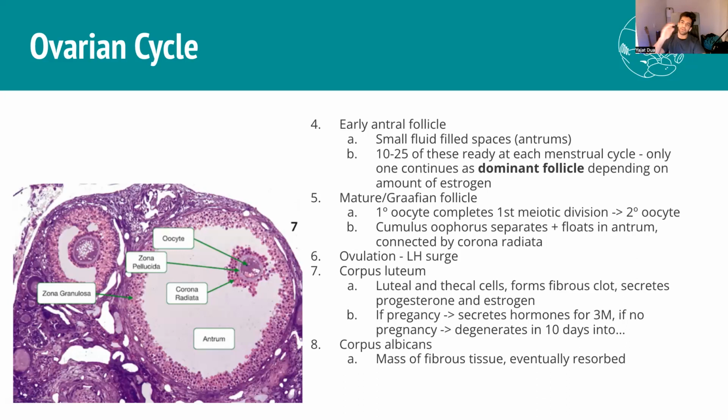And there's a little dip in the hormonal support, which we'll talk about later in the presentation. If it survives that, it continues on and progresses into a mature, or Graafian, follicle. Defining characteristics here: the primary oocyte completes its first meiotic division and becomes a secondary oocyte. Remember the meiosis tree? This is the first division. This oocyte is now surrounded by a huge antrum, because the small fluid-filled spaces combine to become one big antrum. It floats around the cumulus oophorus, connected by the corona radiata, which I believe are just granulosa cells surrounding the oocyte.